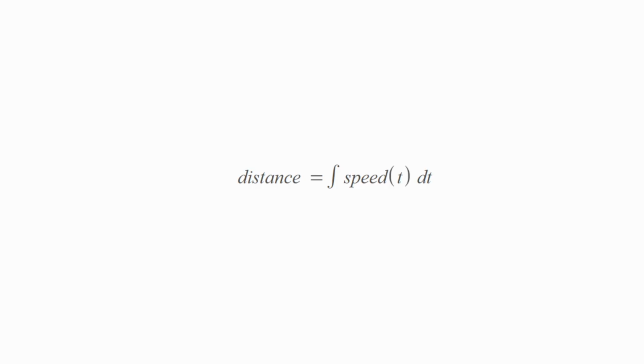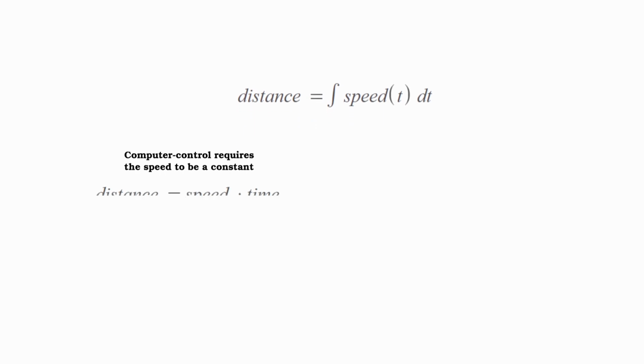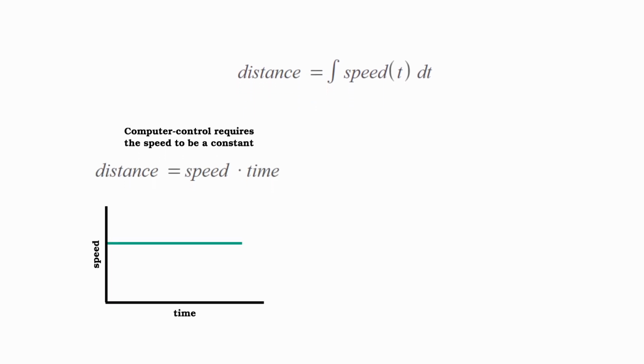That is because the distance traveled into the block section can be calculated from this equation. It says that the distance is equal to the integration of speed with respect to time. Here computer control systems take a shortcut by requiring the speed to be a constant. Hence, the equation can be reduced to this. That is, the distance equals speed times time, which is also the area under the curve.